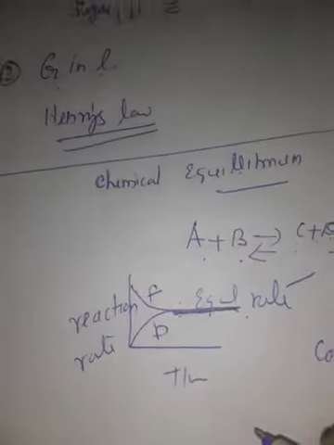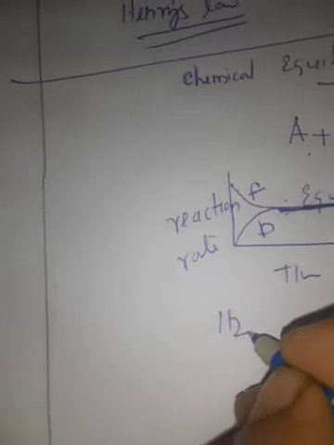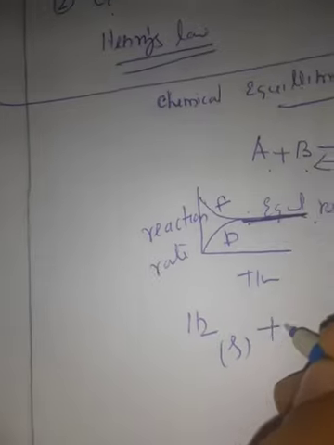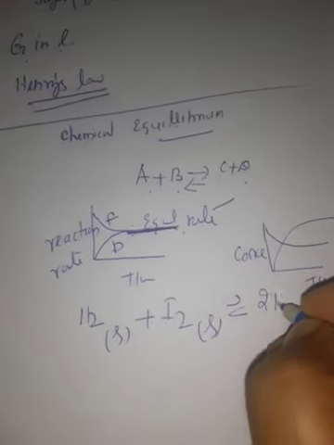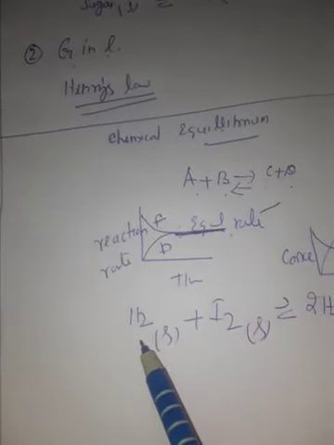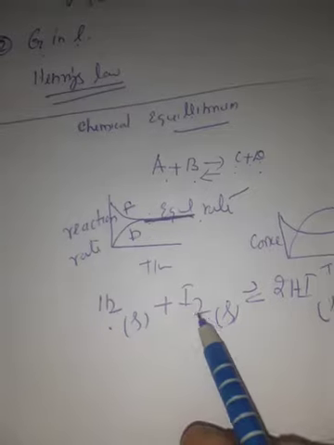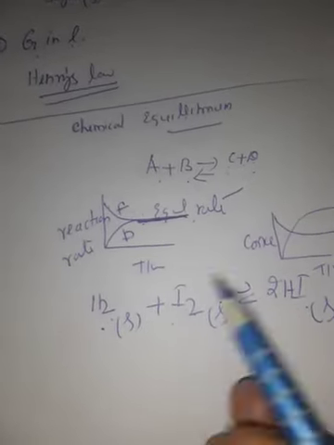For example, H2 gas plus I2 gas giving 2HI gas. 1 mole of H2, 1 mole of I2, 1 plus 1, 2 moles, giving 2 moles of HI. No macroscopic change.